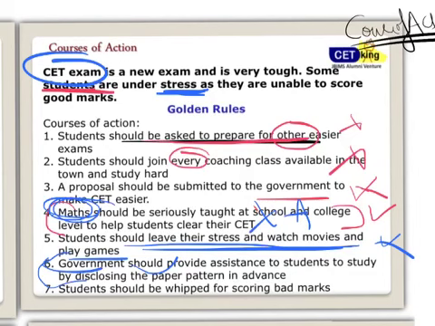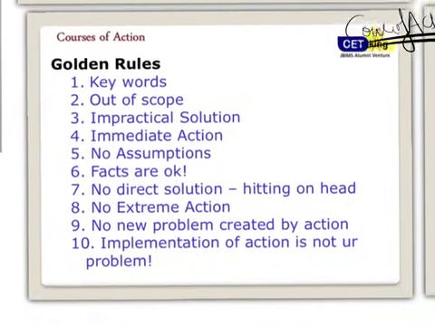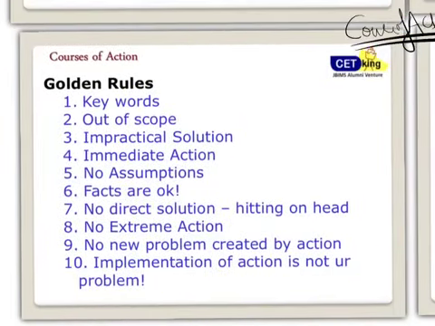Number 6. Number 7. Students should be whipped for scoring bad marks. No. Extreme action. Yep. That is out. Alright. So these are the pointers how I want you to do that. So these are my 10 pointers, 10 golden rules, or 10 things which you have to save yourself from. So please take a note of them.